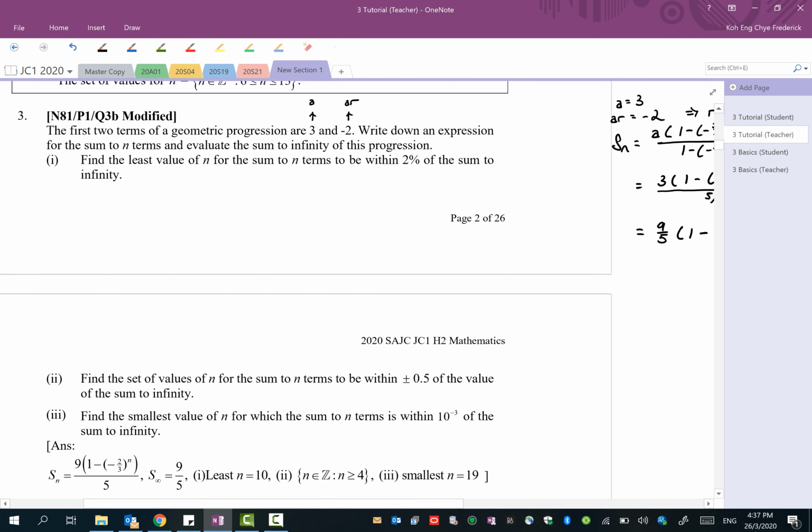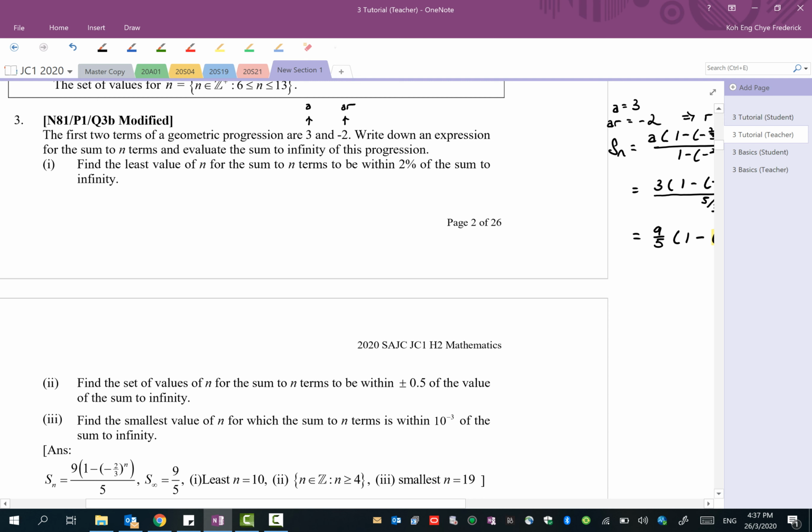Next, I will go through 1, 2, 3 concurrently. Once you get the key idea, you realize these three questions are actually very similar in structure. For the first one, we want to find the least value of n, so we are solving for n. We are looking at the sum to n terms, so we are looking at Sn, and we want Sn to be within 2%.